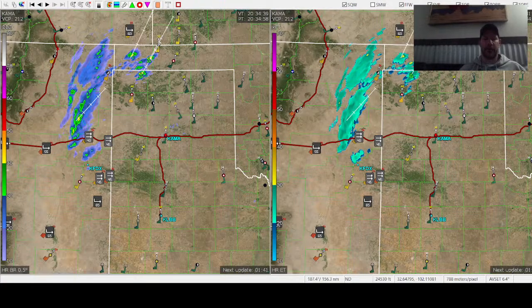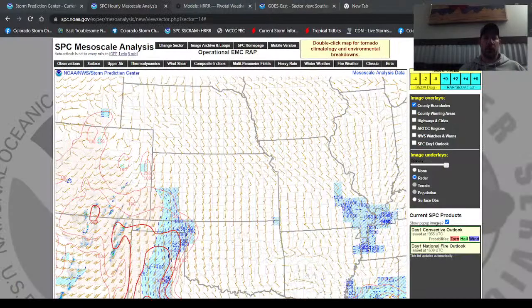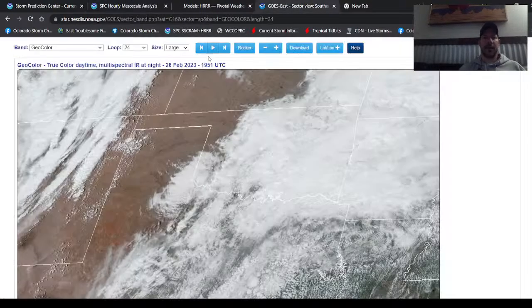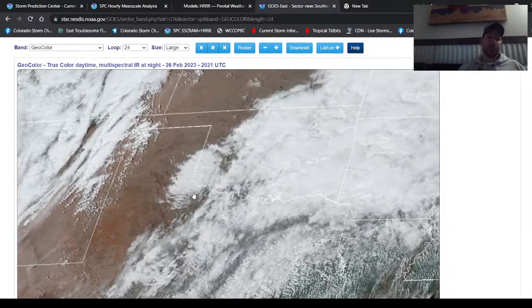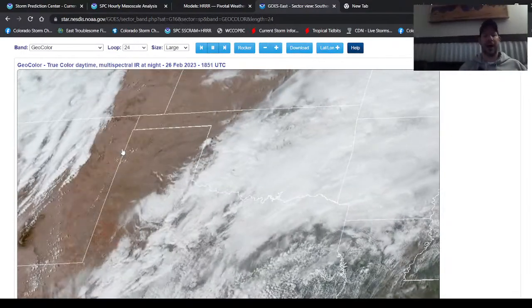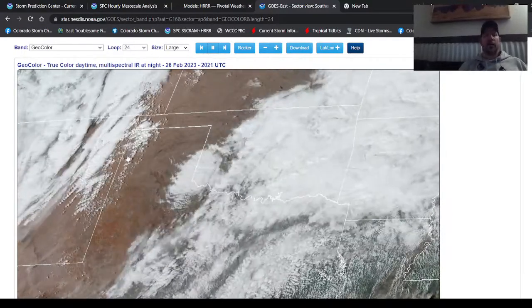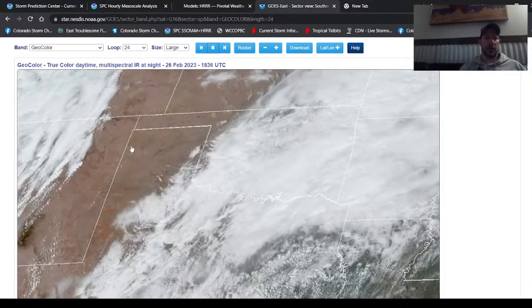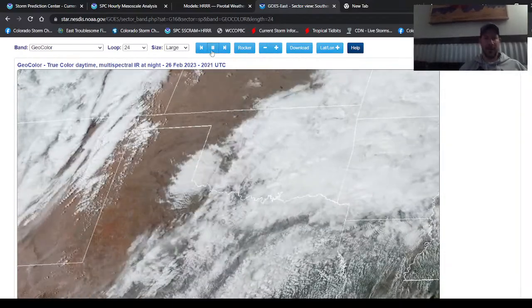And again, let me go back to looking at our surface obs, etc. Again, going to look at current satellite. Again, we'll loop this. You can see where these storms are starting to initiate right there on the west side of the Panhandle. They'll move into a much more favorable area where we've seen a little bit more daytime heating. And again, we can look at what that looks like currently.